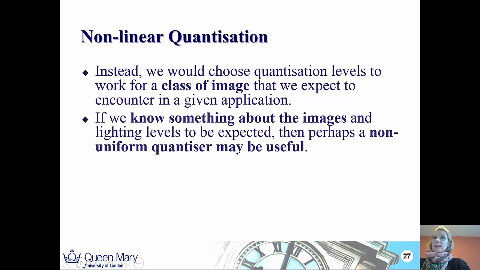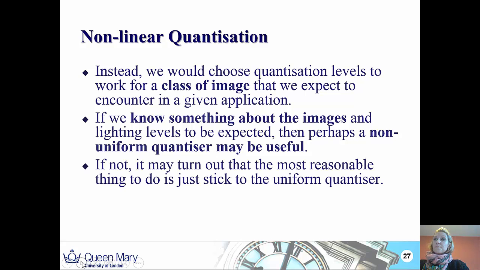So we can choose quantization levels to work for a certain class of image that we would expect to encounter in an application. If we know something about the images in advance, and we know that certain lighting levels may or may not be expected, then a non-uniform quantizer may be useful instead. So we can exploit the information that we know about the image or the data that's being communicated in order to decide the way in which it should be coded in preparation for its communication.